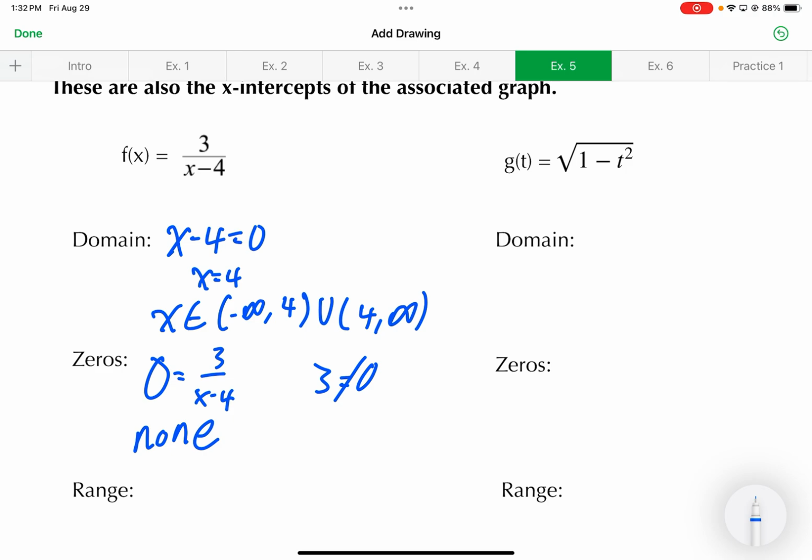Because what happens if I pick, because I can't do 4, right? What happens if I pick 3? If I pick 3, I would get 3 minus 4, which is negative 1. 3 over negative 1 is negative 3. Then I flip to the negative side of things, okay? But what if I wanted my values to keep going up? I'd have to plug in numbers that are closer and closer to what value?